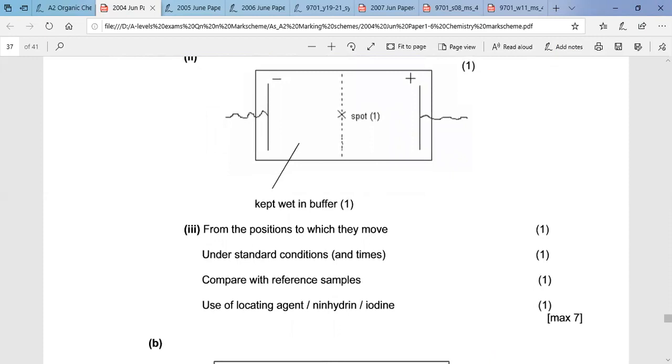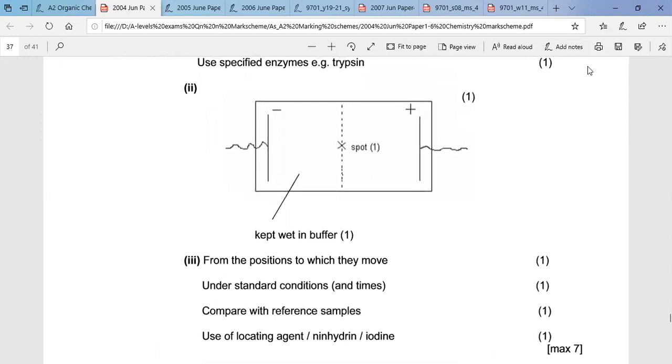Here they give 6 marks. Of course, they say locating agent and so forth. Let me explain again the locating agent. Now, of course, first of all is the diagram. Kept wet in the buffer, 1 mark here. And then this is filled with agarose, and this is connected to the DC battery, right? Conditions, time, 1 mark. Compare references.